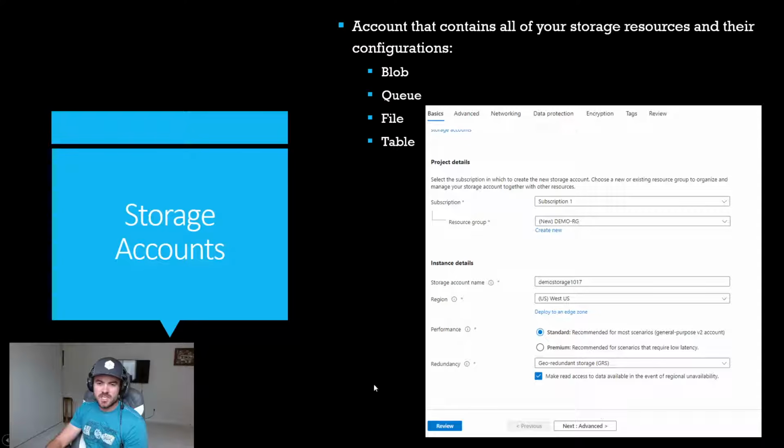This is just a screenshot of the Azure portal here when you're making a storage account, right? So what subscription do you want this storage account to be in? What resource group do you want this storage account to be in, right? And then within here, you could, of course, have the specific details of this particular storage account, right? The name, the region, what sort of performance, what sort of redundancy.